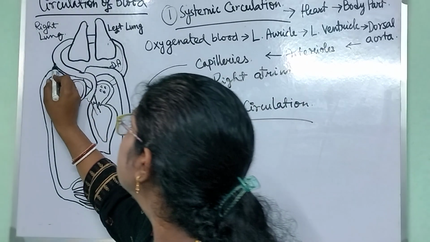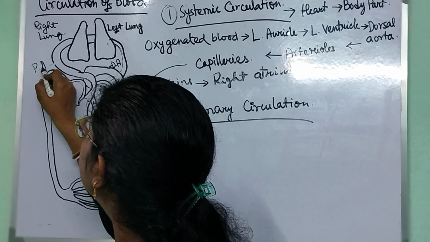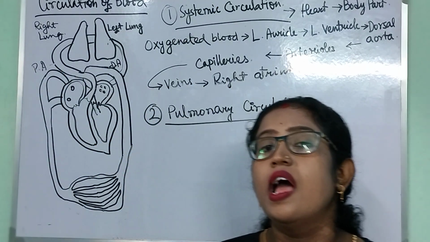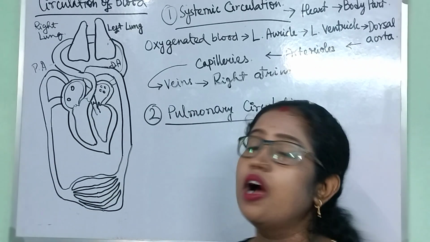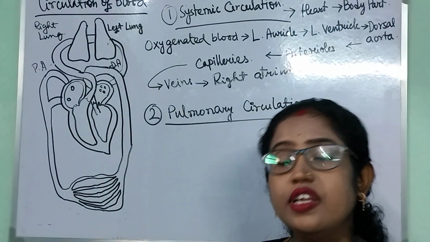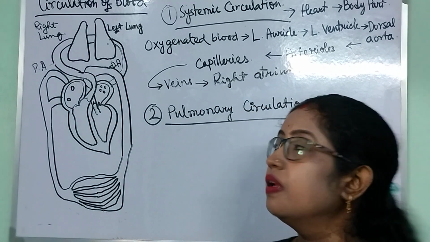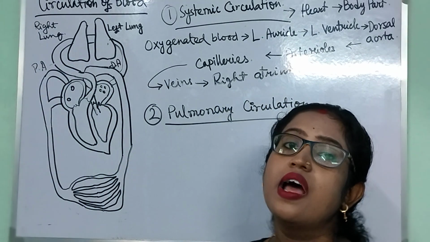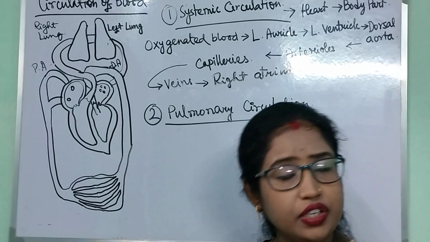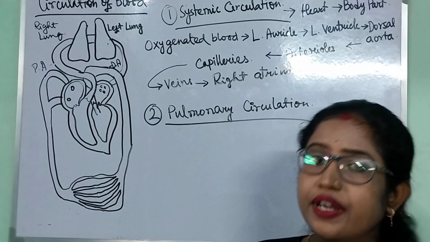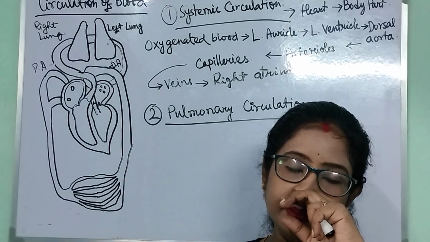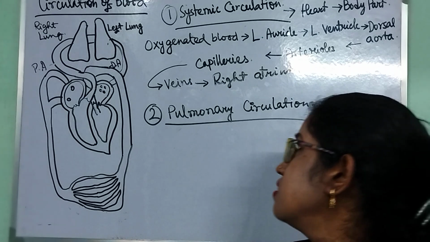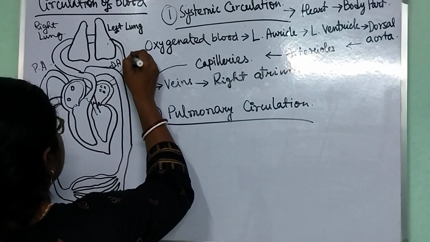So this is the pulmonary arteries. So the blood enters into the pulmonary artery, and this pulmonary artery consists of the deoxygenated blood. Then the pulmonary artery carries the deoxygenated blood to the lungs, and in the lungs, the deoxygenated blood gets oxygenated, and the oxygenated blood then again returns to heart via the pulmonary veins. So this is the pulmonary veins.